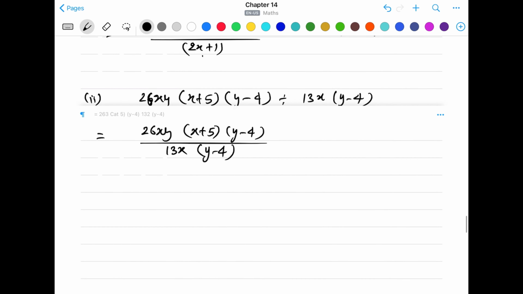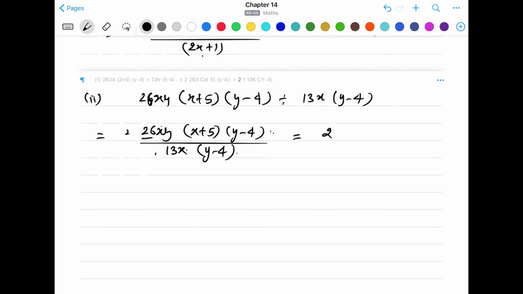So this is again all the terms above are in multiplication, so we can directly divide. Now this y minus 4 and y minus 4, we're left with only 1. This 13 and 26, when you divide 26 by 13, we'll get 1 here and 2 here. This x will cancel the x here, so we're left with only 2. So this 26 divided by 13 will give us 2 and 1 here. This x will be cancelled out, so we're left only with 2 into y into x plus 5.